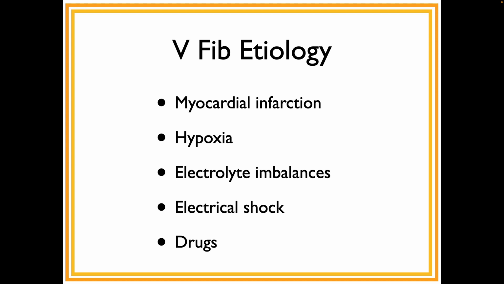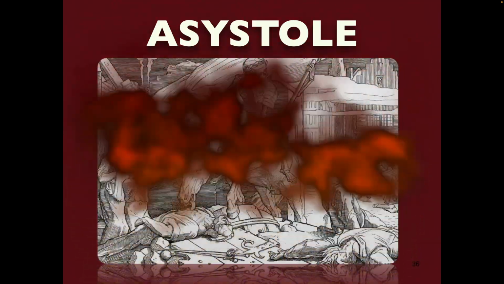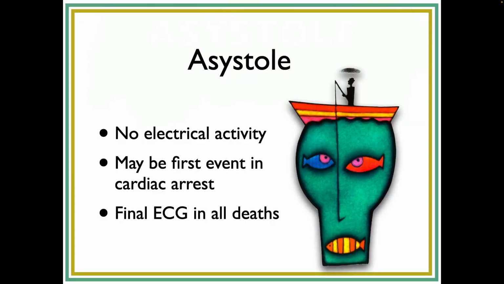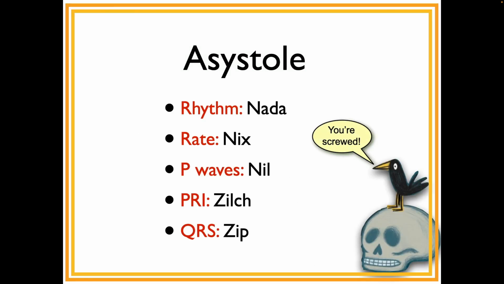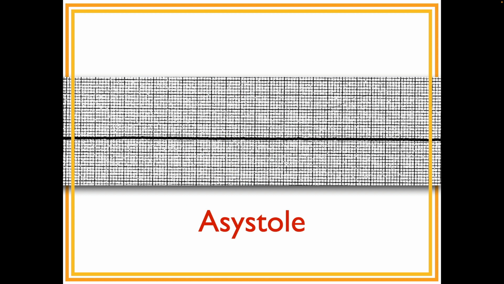Okay, so again, VFib always accompanies cardiac arrest by definition. And then asystole. Asystole, no electrical activity or very little electrical activity, may be the first event in cardiac arrest, and the final ECG in all deaths. So there's nothing there, okay? Now, this is a very extreme example. Typically, there's maybe a little bit of wavering on the baseline, but that's asystole, okay?